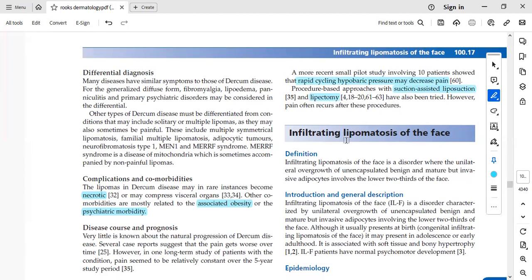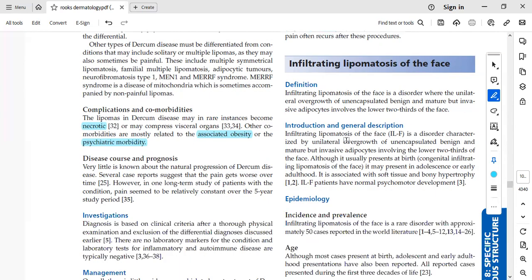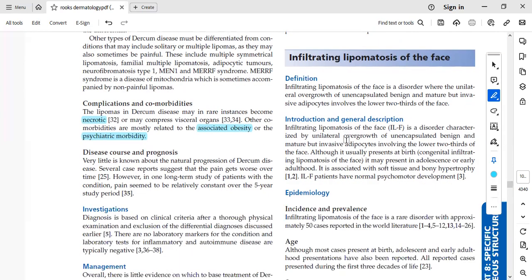Now we will come to our next topic, which is infiltrating lipomatosis of the face. Infiltrating lipomatosis of the face is a disorder where unilateral overgrowth of unencapsulated, benign and mature but invasive adipocytes involves the lower two-thirds of the face.